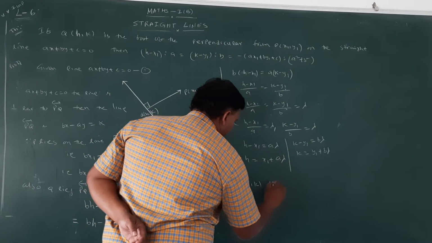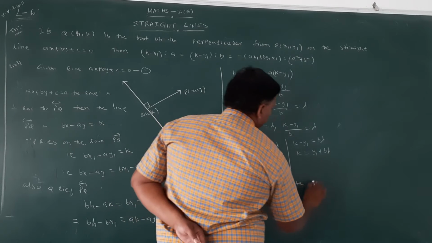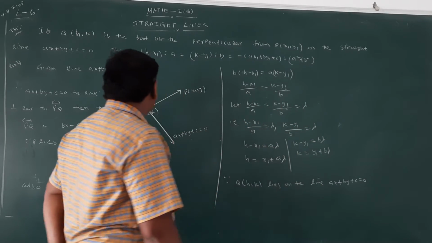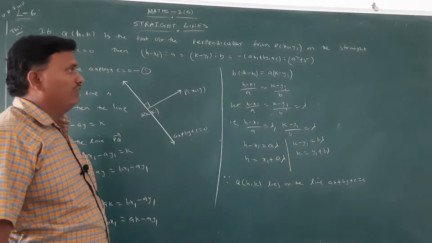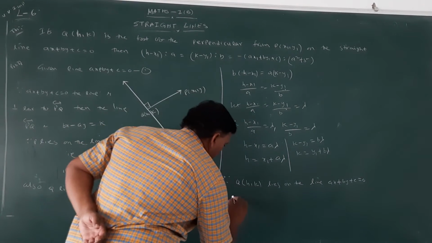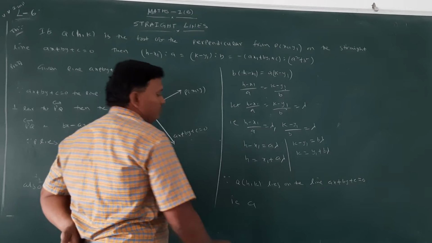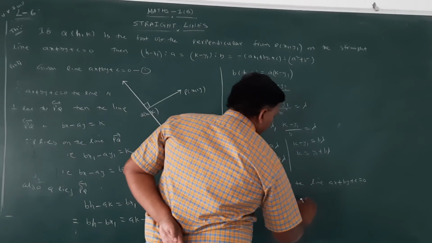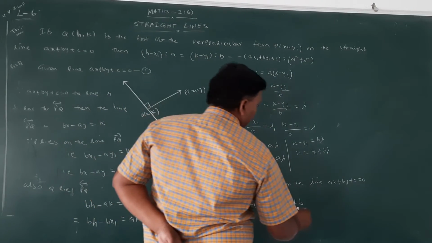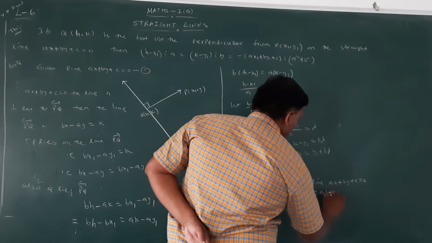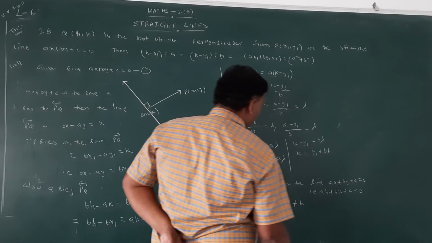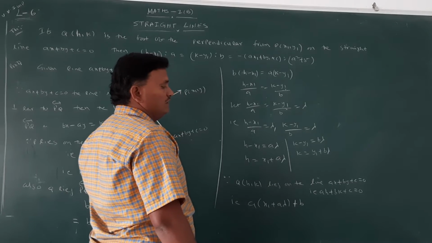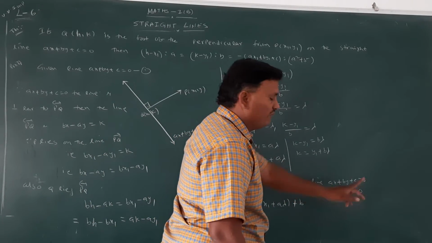Since Q(h, k) lies on the line ax + by + c = 0, that is ah + bk + c = 0. Substituting the h value, a(x1 + a lambda), and the k value, b(y1 + b lambda).